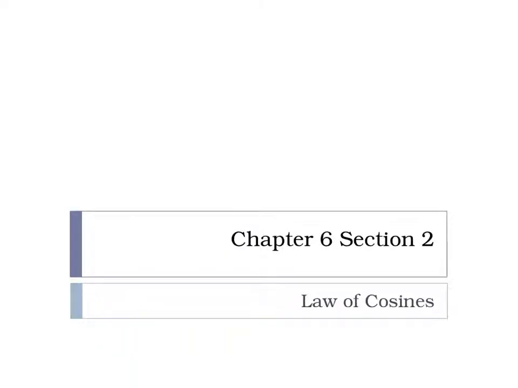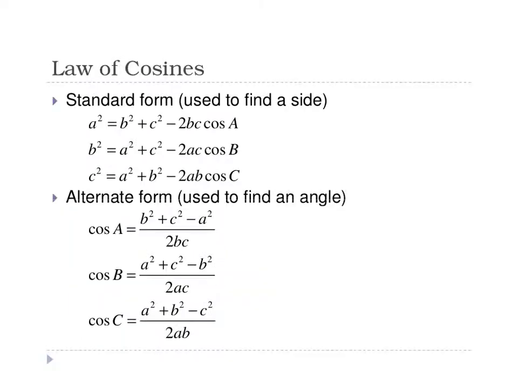So let's talk about the law of cosines. Okay, so these formulas, when we take our test next week, I'm only going to give you the top one of each. So we have our standard form because there's a pattern to it. I'm being nice and I'm giving them to you. I usually don't. So a squared equals b squared plus c squared.